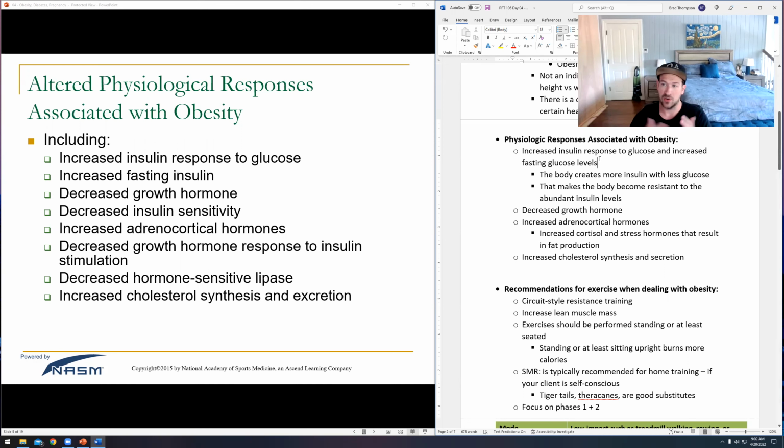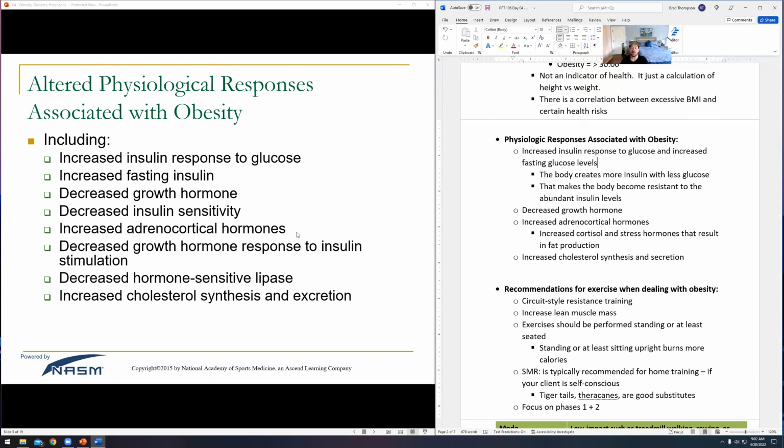So why is this so dangerous? What are some of the common side effects of obesity? Well, some of it is an increased insulin response to glucose. What I mean by that is, remember, your pancreas's job is to create the hormone insulin when it notices that your blood sugar levels start to get high, right?